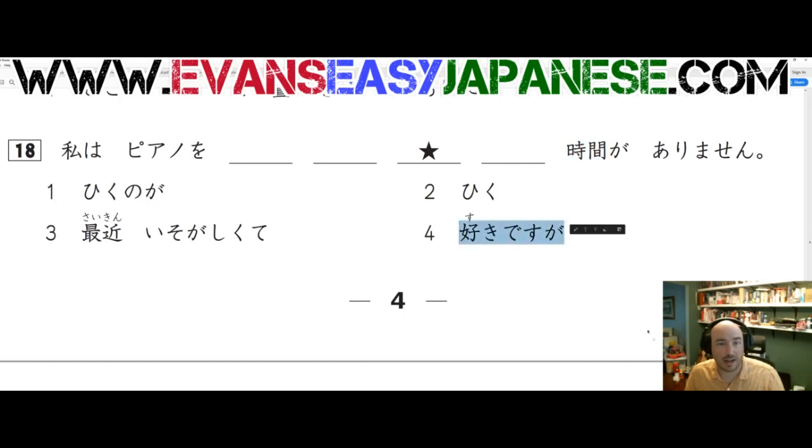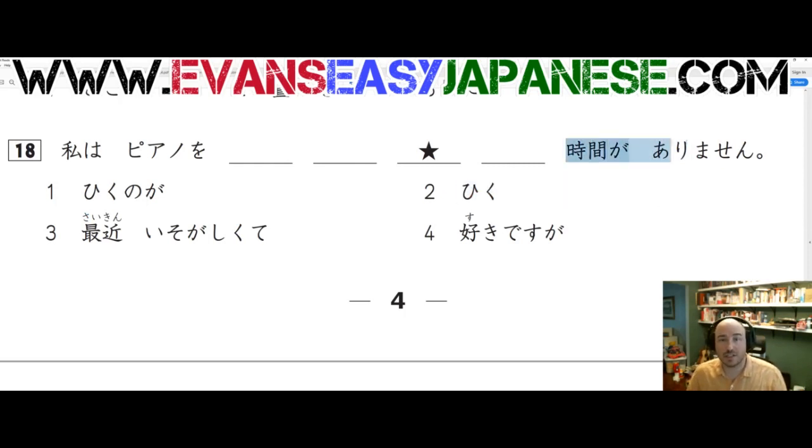So hang on. I wish I could just highlight better. I like playing the piano. And then this guy's going to be, but lately I've been busy and I don't have time to play it. And I kind of just put all those in order. So actually, they're a little bit in reverse order.